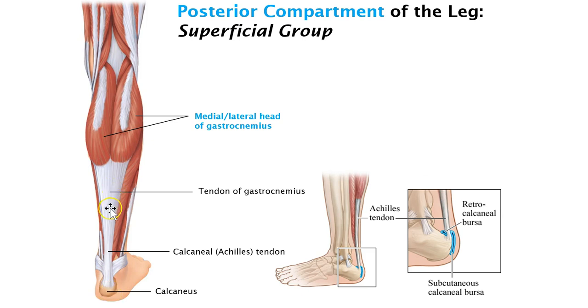Through its long tendon, the tendon of the gastrocnemius, as it merges with another tendon of the soleus to form the calcaneal or Achilles tendon. Here we can see the merger of the two tendons forming the calcaneal tendon, up here being the tendon of the gastroc, and down here, very small, being the tendon of soleus muscle.